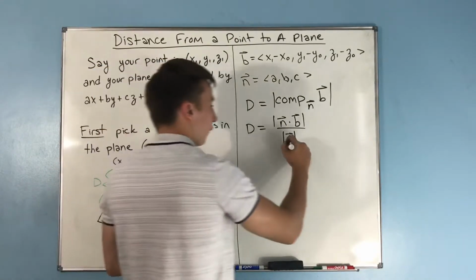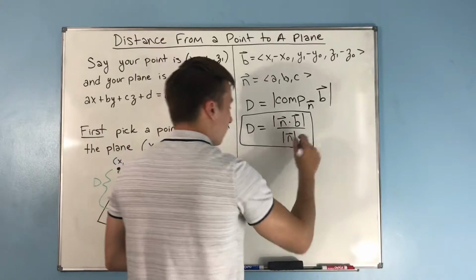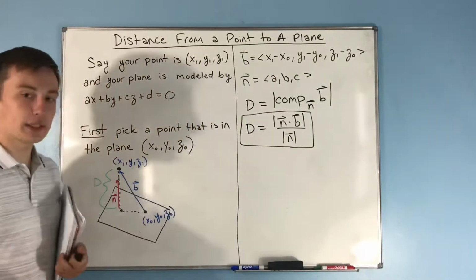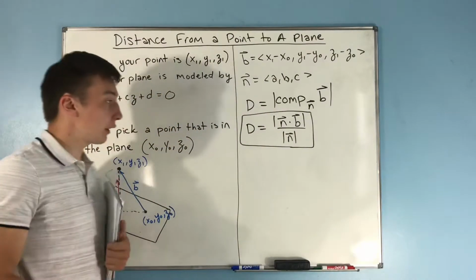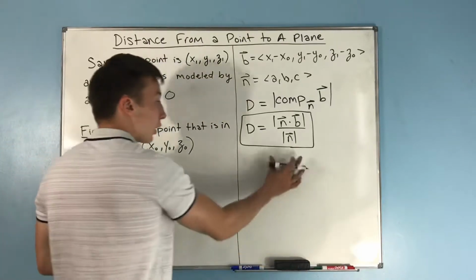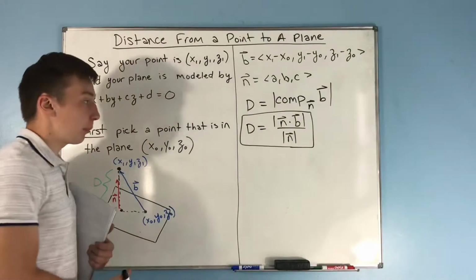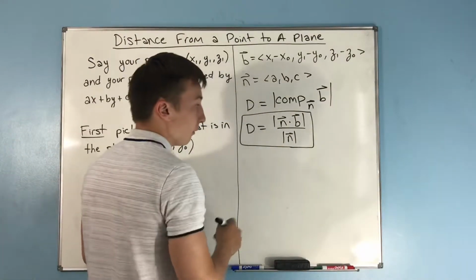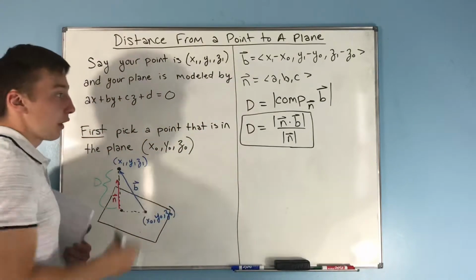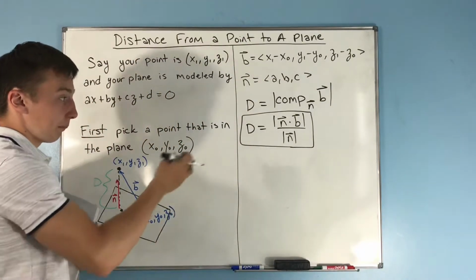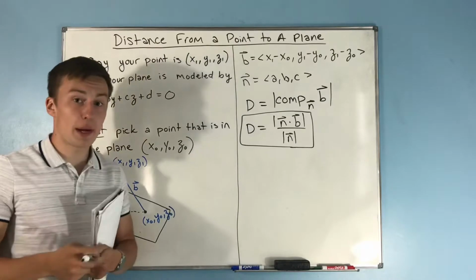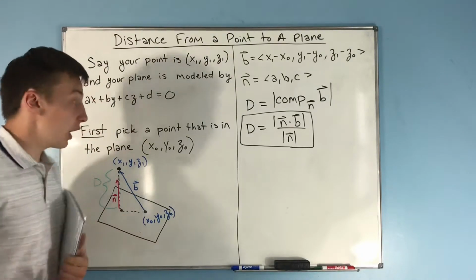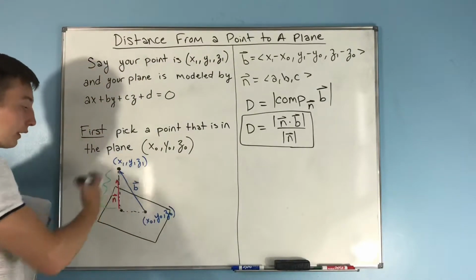So there you go. There's your starting distance equation. Now, if you're not the best at memorization, this may be where you want to leave your distance equation. And just remember that it's the dot product of vector n and vector b, and you put that over the magnitude of vector n, okay? You can kind of remember it like this.